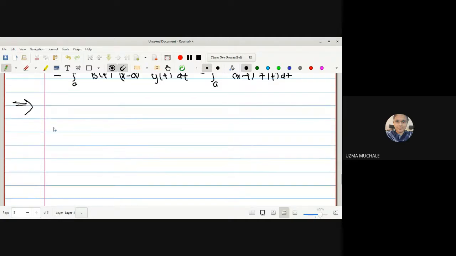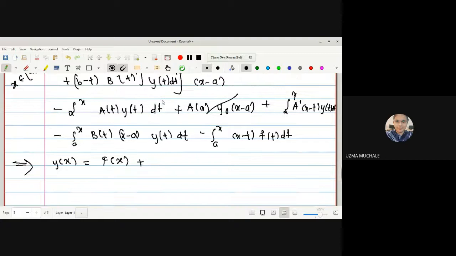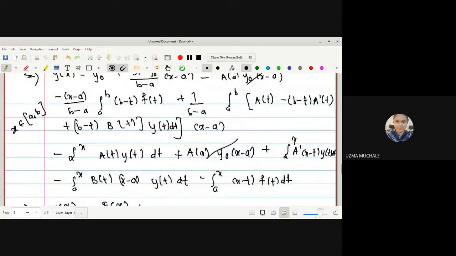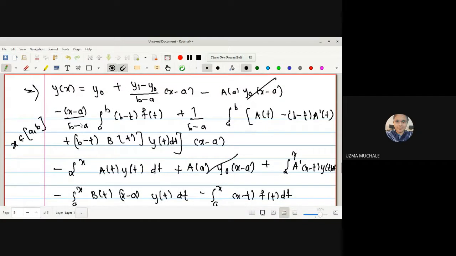Okay, let me write down this as y of x is equal to whatever the terms without the integration, we can rename this as capital F of x so that our simplification will be smaller. So now let me write down this with a to b. What are the terms with integration a to b? Okay, first is x minus a divided by b minus a, this one and this one.